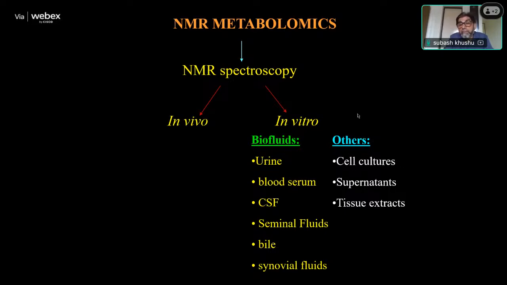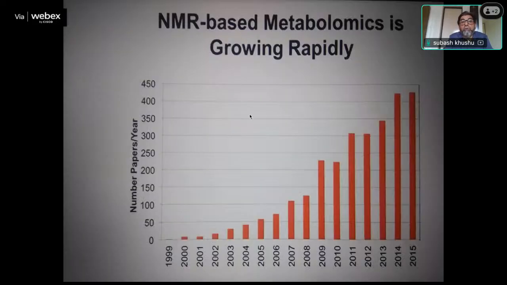All these samples can be used to carry out high resolution NMR spectroscopy for metabolomics. The metabolomics literature is growing very rapidly. In 1999, you have hardly any publications on metabolomics. You can see how exponentially the number of publications has increased over the years, and they are still increasing because of its popularity and the importance of this technique in disease diagnosis.